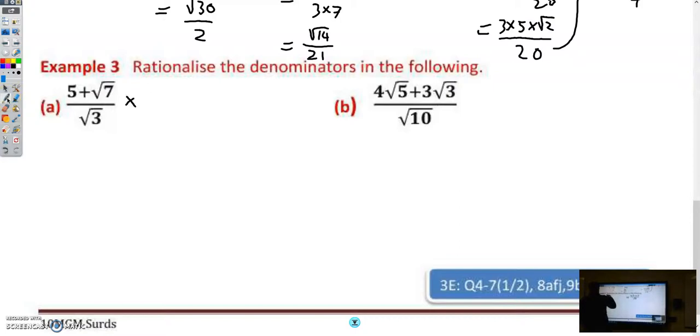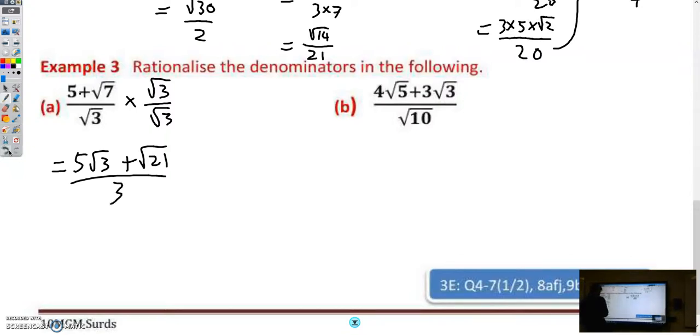So we're going to multiply by the square root of 3 over the square root of 3, which, when we multiply the top, is going to be root 3 times 5 and root 3 times root 7. 2 multiplications. Alright? Root 3 times 5 is just 5 root 3. Root 3 times root 7 is the square root of 21. Our denominator is root 3 times root 3, which is just 3. Okay? That cannot be simplified any further.